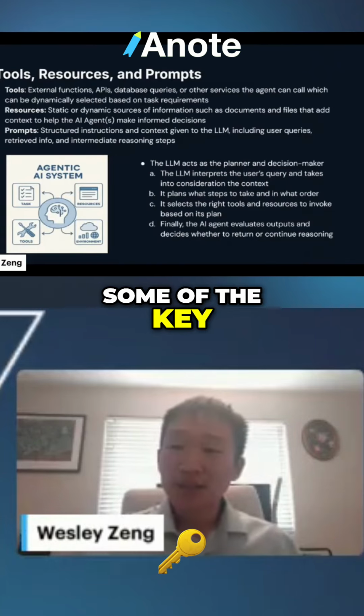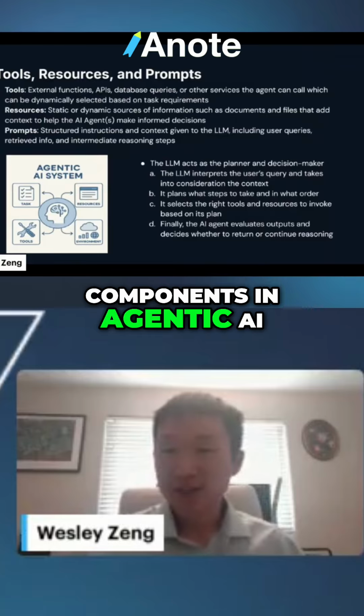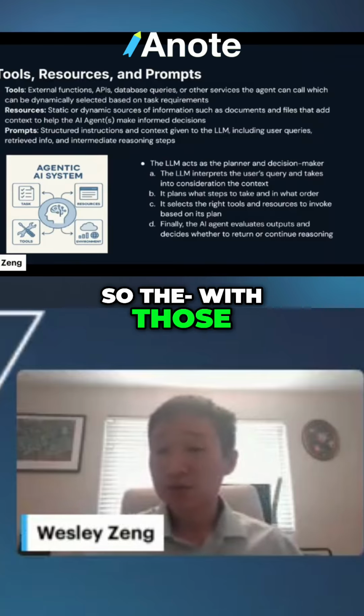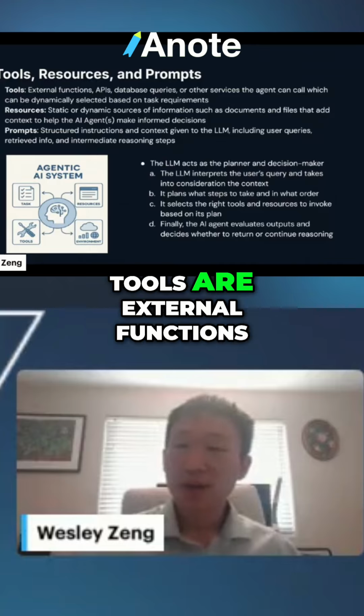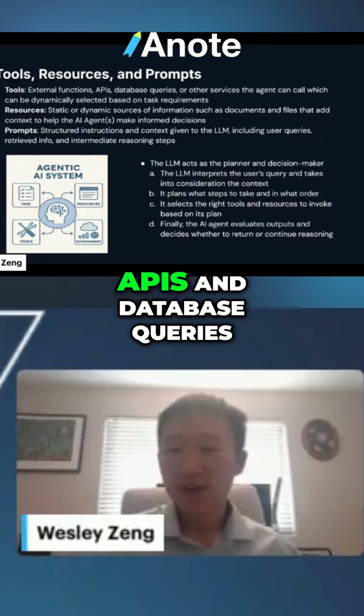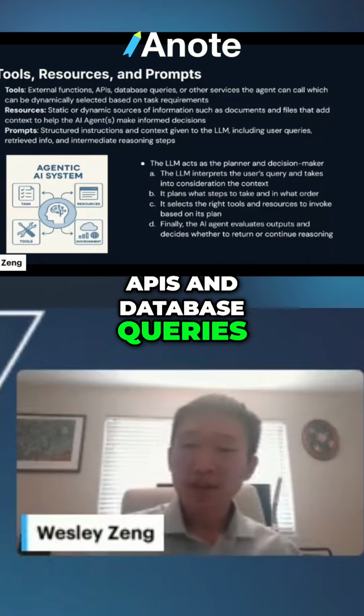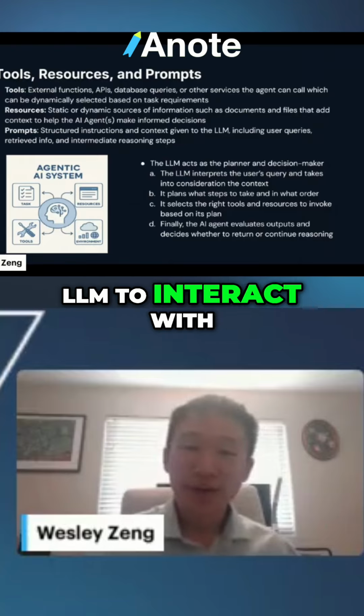So let's talk about some of the key components in Agentic AI, with those being tools, resources, and prompts. Tools are external functions, APIs, and database queries, and they allow the LLM to interact with the outside world.